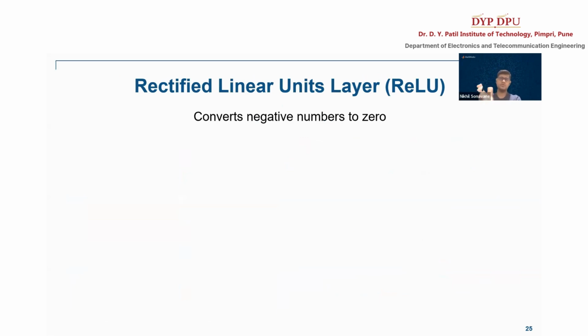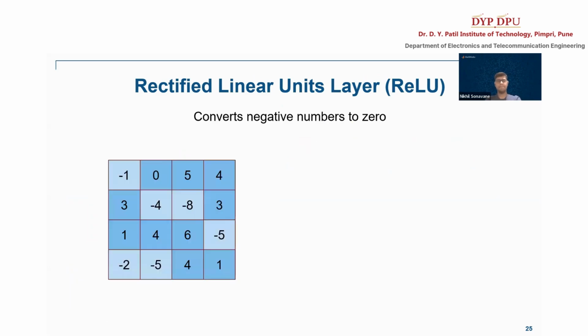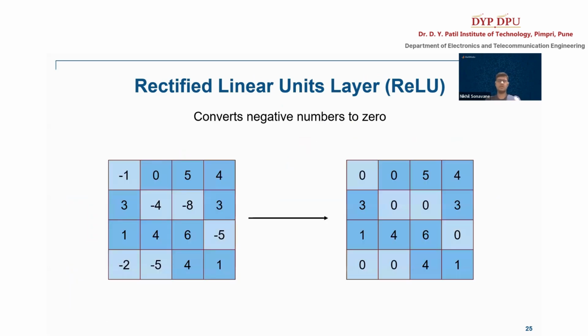ReLU is a rectified linear unit layer. What the ReLU layer does is it will just convert all the negative numbers to 0. Because negative numbers in images are more around the brightness values here, negative numbers don't signify anything. So we just convert negative numbers to 0. That's all.